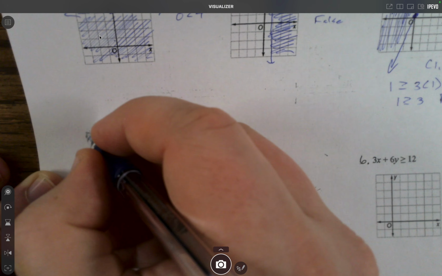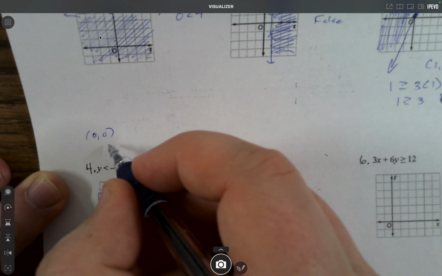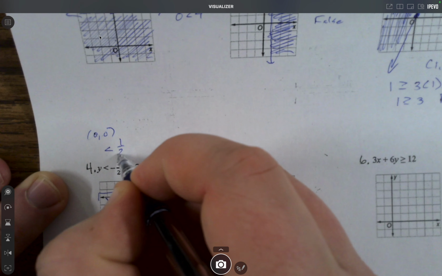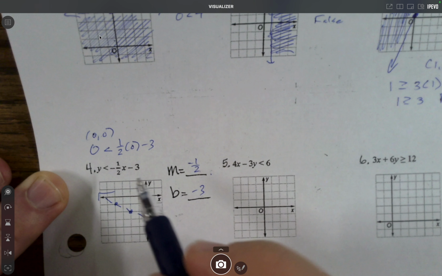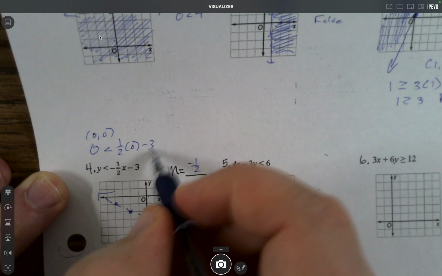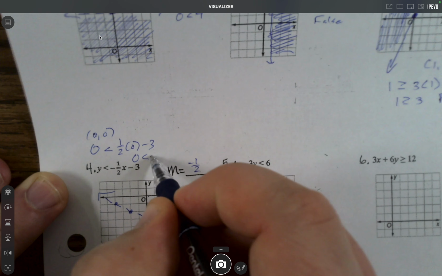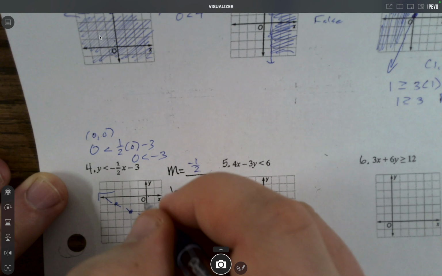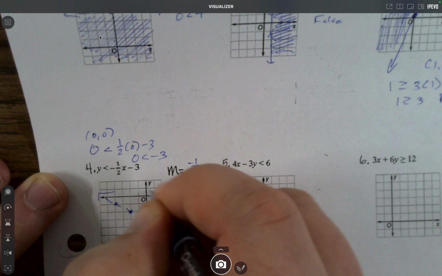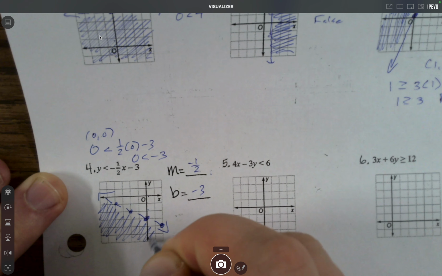And again, I would pick the point 0, 0. That's fine because it's not on the line. So we plug in 0 for x and 0 for y. Half times 0 is 0. Minus 3 is negative 3. So that ends up being 0 is less than negative 3. It is not true that 0 is less than negative 3. So this is the false side over here. We do not shade it. Instead, we shade the side that's opposite.